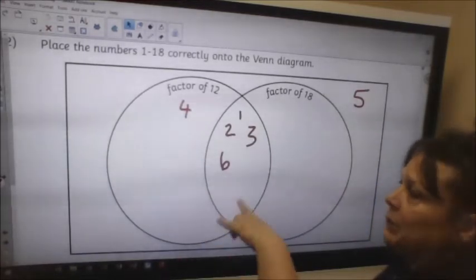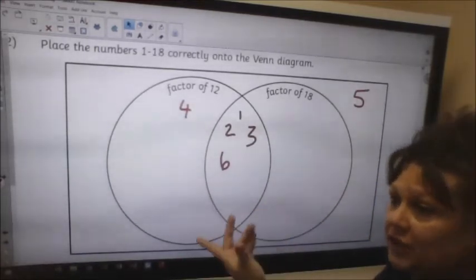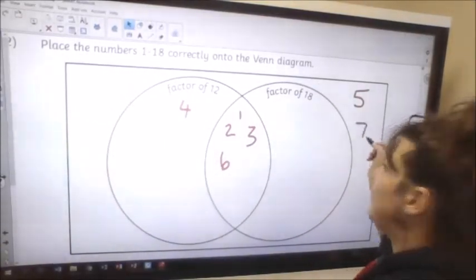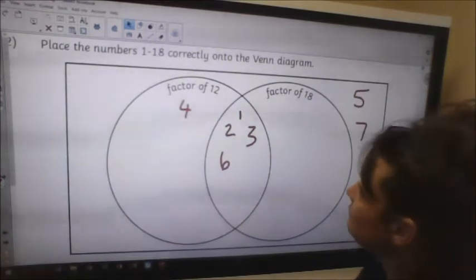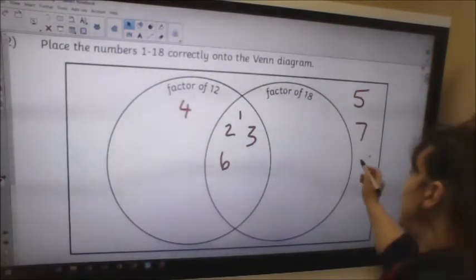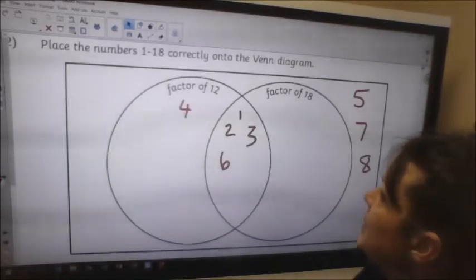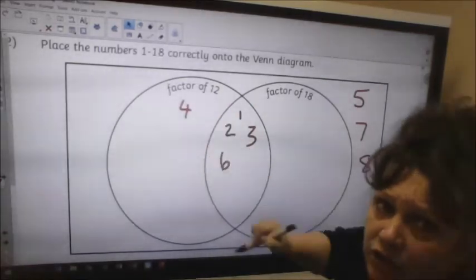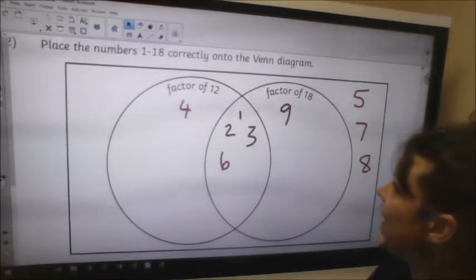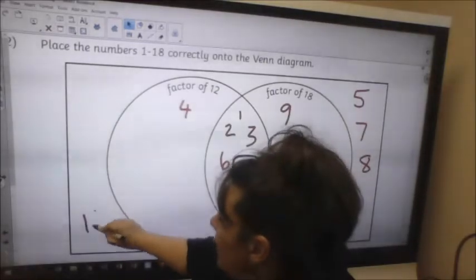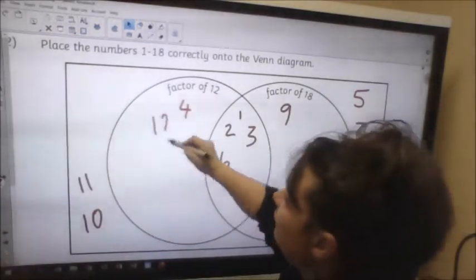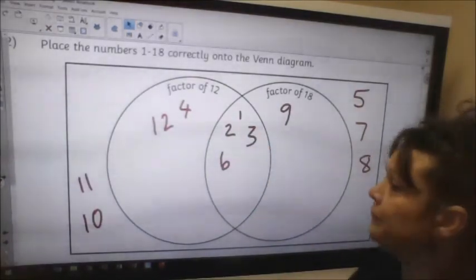7, no, isn't a factor of 12 because it would leave remainders. Isn't a factor of 18 because it would leave remainders too. So 7 would go round the outside. 8, no, doesn't go into any of those. So 8 would go there. 9, well, it doesn't go into 12, but 9 2s are 18, so 9 would go there. Okay. 10, no, it would leave remainders. 11, no. 12 is a factor of 12.